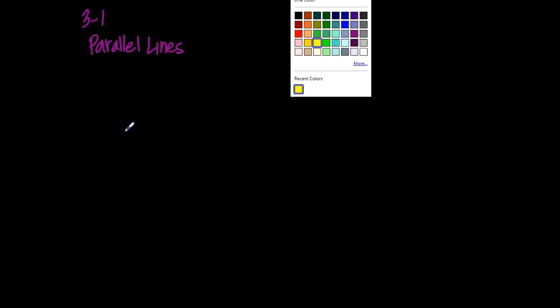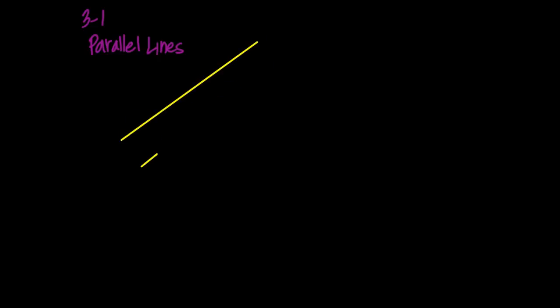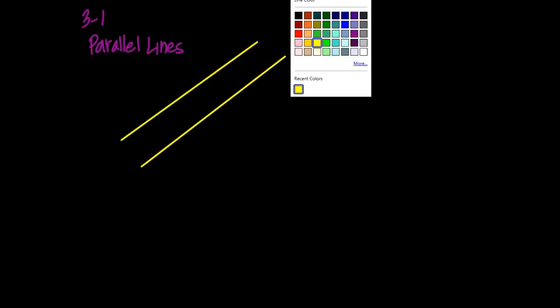So first of all, let's talk about what it means when we say parallel lines. Parallel lines are lines that are in the same plane, so they're coplanar, and they do not ever cross, they don't ever intersect. In algebra, you learned that they had exactly the same slope. So parallel lines never cross and have the same slope.